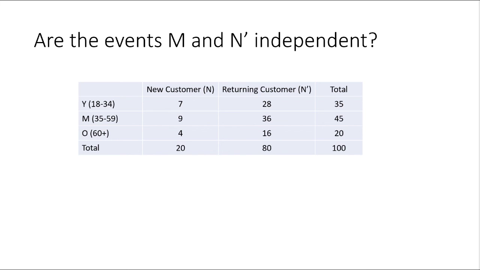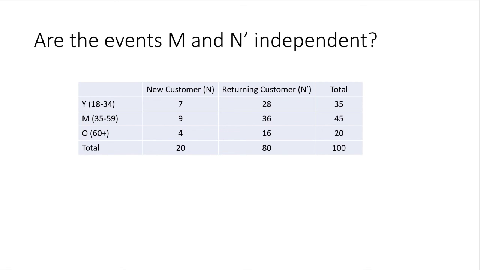So what would it mean for these two things to be independent? Well, just outside of math, for those two events to be independent, it would mean that people in the 35 to 59 age group are no more likely to be returning customers than people of any other age group. So that would mean that people of all age groups are just as likely to be new customers or returning customers. So let's check it out.